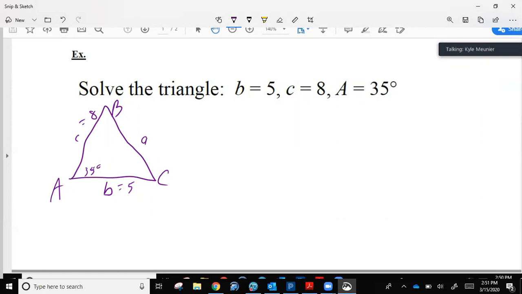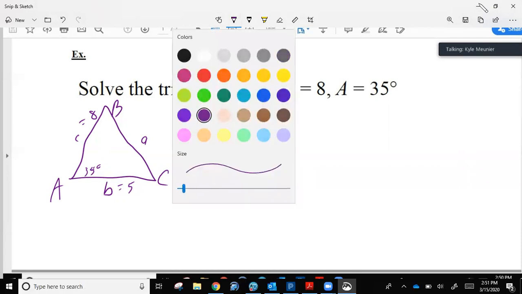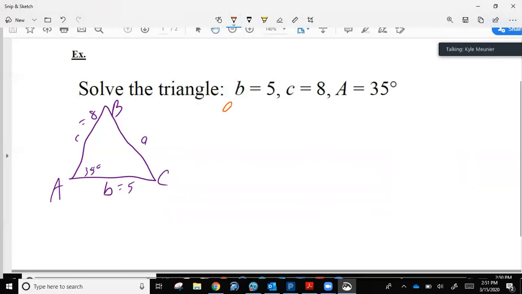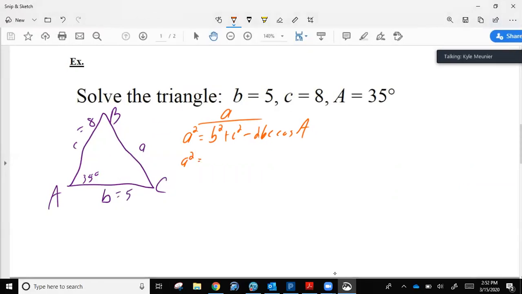But I can figure out side A because I know angle A and I have sides B and C. So I'm going to attack that first. Side A, where I can say a squared equals b squared plus c squared minus 2bc cosine of A. I plug things in and we get a squared equals 5 squared plus 8 squared minus 2 times 5 times 8 times the cosine of 35 degrees.